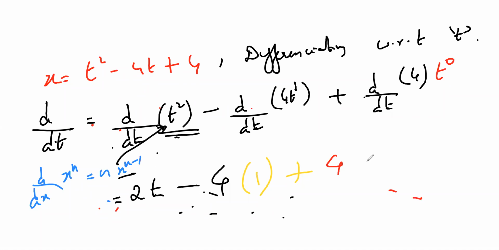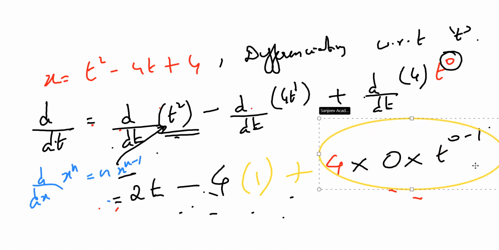Then if I apply the formula, it will be what? Here n is 0. So 4 into 0 times t power 0 minus 1, because it is n x power n minus 1. So n is 0 here, x is t, and 0 times anything is 0. So what we can understand from this step is nothing but, I'll write the step here: differentiation of a constant is 0.